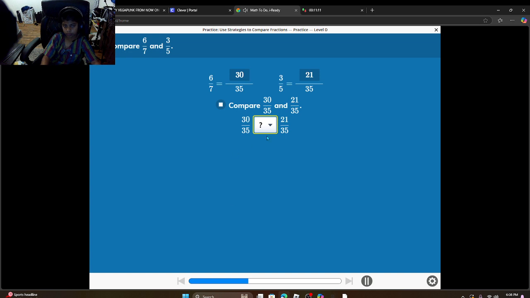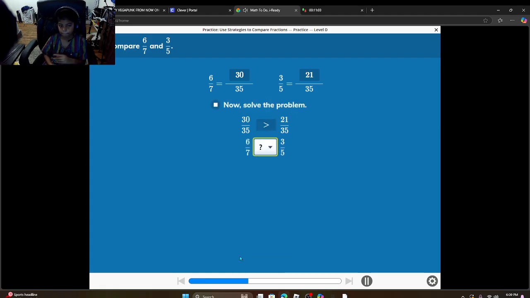Compare 30/35 and 21/35. 30 is bigger than 21. Now, solve the problem.